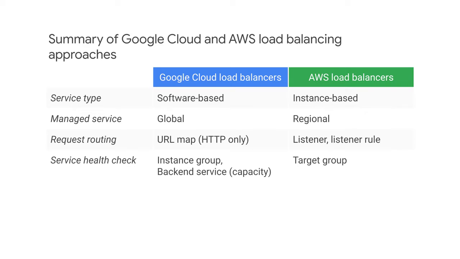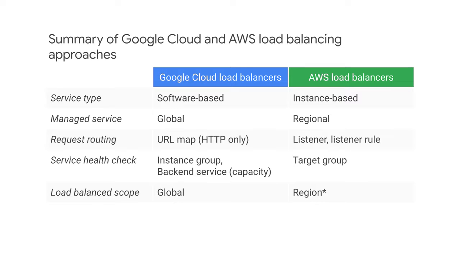Both GCP and AWS leverage health checks to ensure that traffic is only sent to healthy instances and can auto-heal, which is the option to destroy virtual machines and replace them with new instances. But GCP health checks can be used on both the load balancer via the backend and an instance group. AWS only applies health checks to the target group.